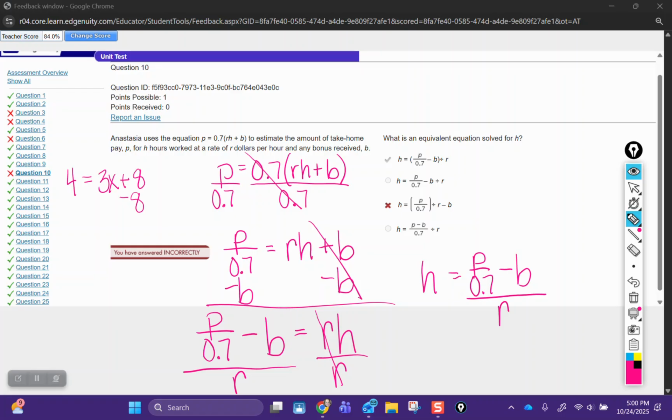And you'll notice that they don't have it written like that. They're showing you that this whole side had to be divided by r. So that's why you see it in parentheses. And they're dividing it by r out there off to the side. So it's this one here.